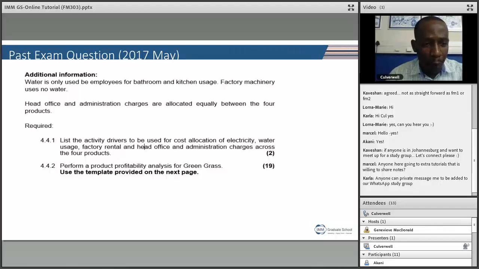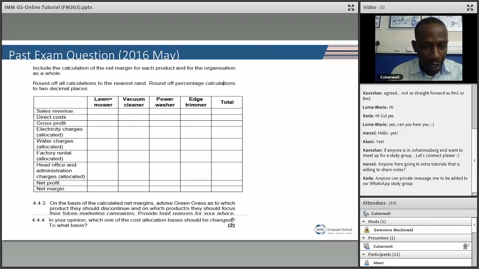I'll then move on to question 4.4.2. It said, perform a product profitability analysis for Green Grass. Use the template provided on the next page. So I want to get to that next page, and then we'll be able to do this preparation. The question went on to say, include the calculation of the net margin for each product and for the organization as a whole. If you look at the format that is given there, right at the end, the last line, you're going to have your net margin.